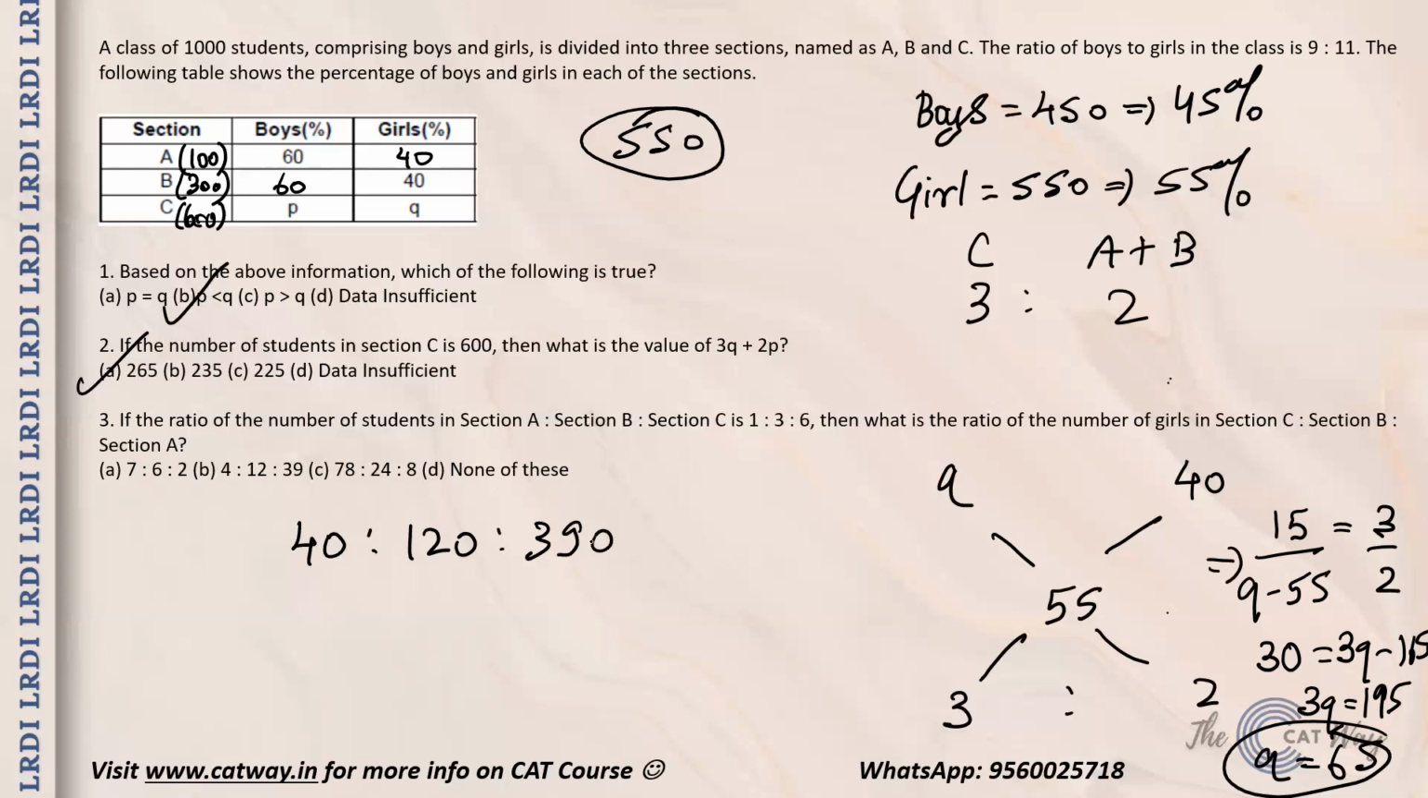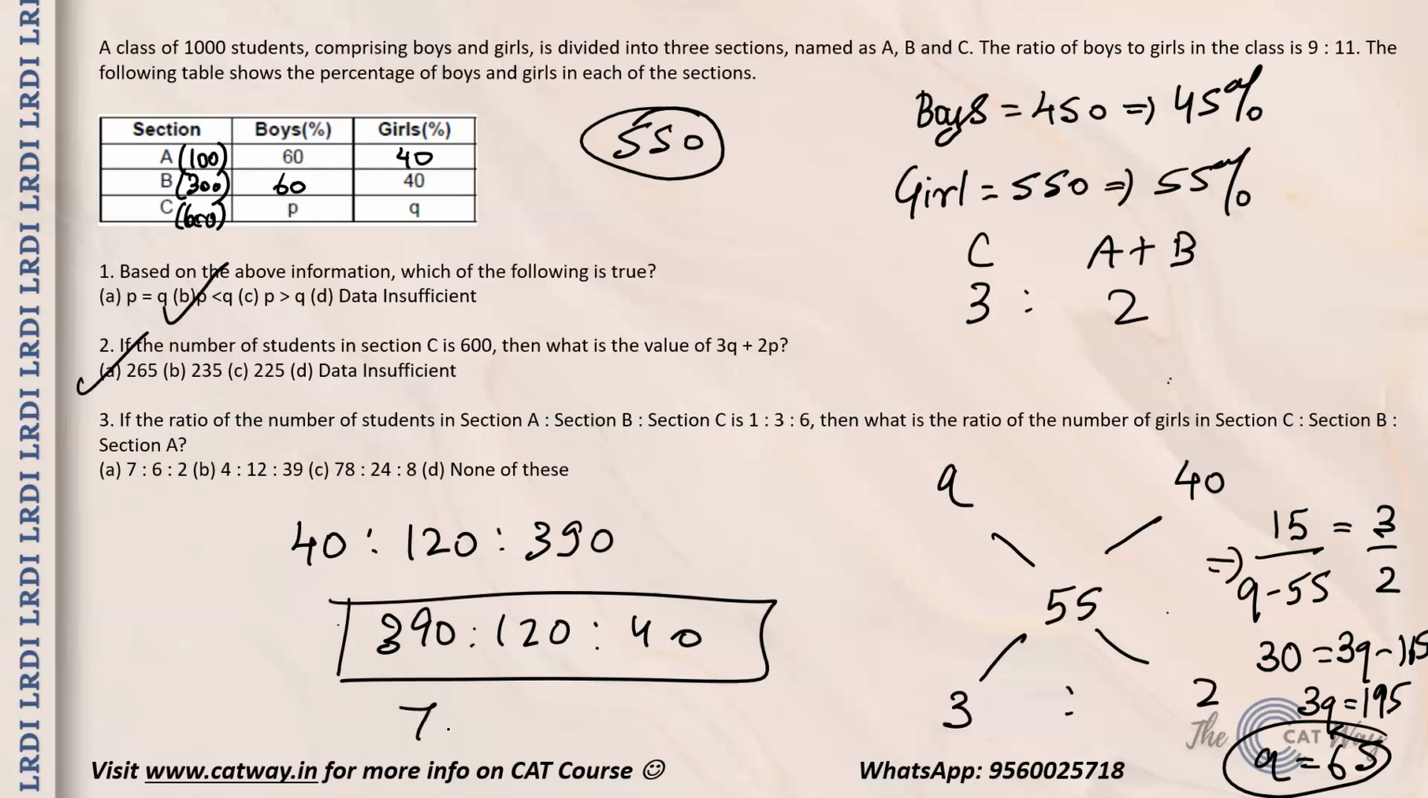Now all you have to do is find the ratio in terms of 390 is to 120 is to 40. This is the ratio that you have to find. So the correct answer for this will be 78 is to 24 is to 8. This is what we will get. So the correct answer for the third question is option number C.